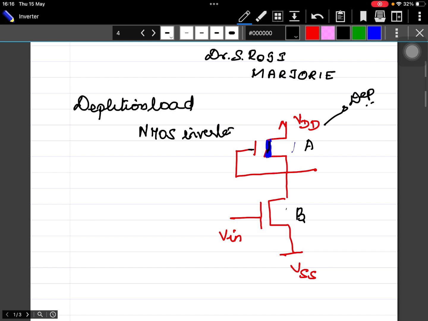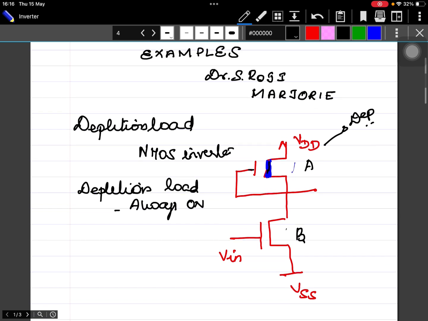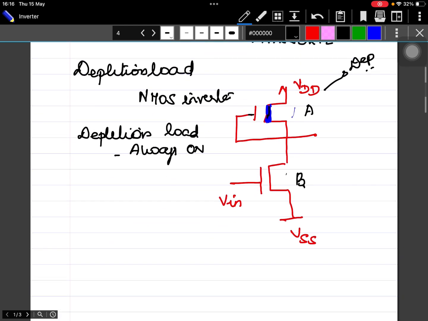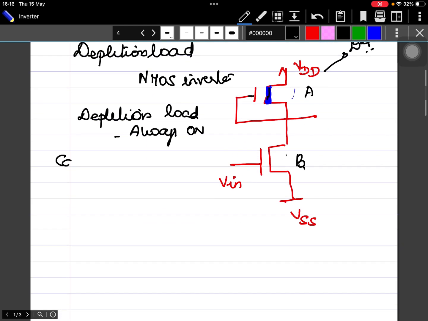In the pull up A, the gate is shorted to the source, so the depletion load is always on, because even when VGS is equal to 0, the depletion load can function. So this depletion load is always on. Now I'll see the different conditions one by one. I'll take the first case.